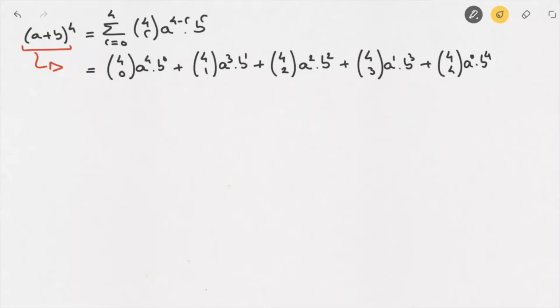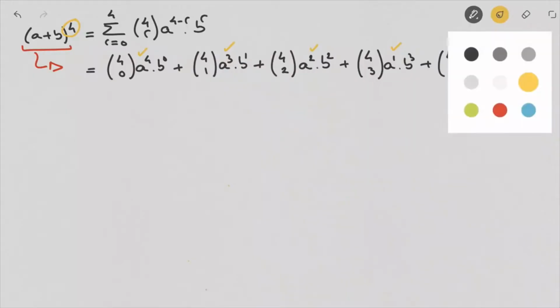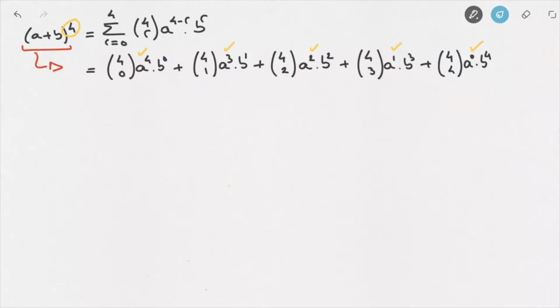To start, we're going to look at how many terms this expansion has. So going from left to right, we can see we have 1, 2, 3, 4, 5 terms. Yet we had raised (a + b) to the power of 4. And this actually highlights the first rule that we're going to learn. The binomial expansion (a + b) raised to the power of 4 has 4 + 1 = 5 terms. And this will always be the case.